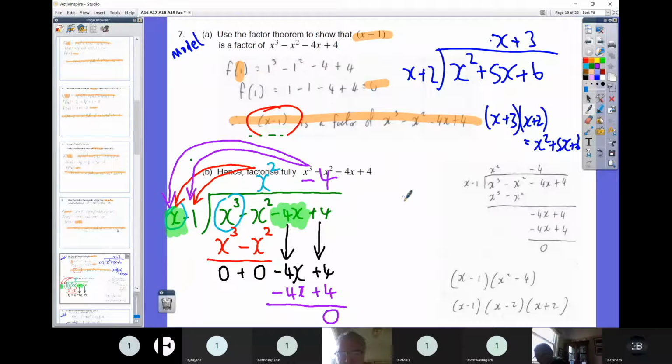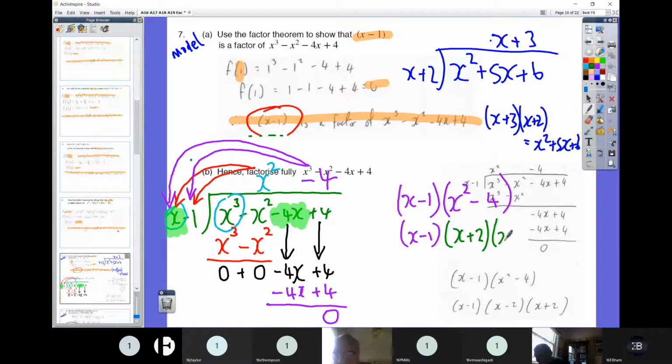Okay. So we have finished our algebraic division. We are left with the original factor of x minus 1 and the new factor that we've just worked out, which is x squared minus 4. You then factorize the x squared minus 4, and that is the difference between two squares. That is x plus 2 and x minus 2. And that would be your final answer.